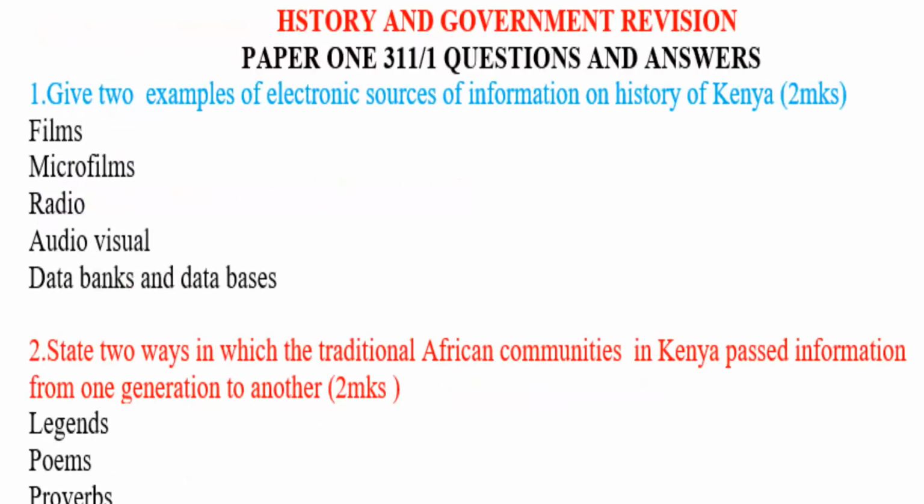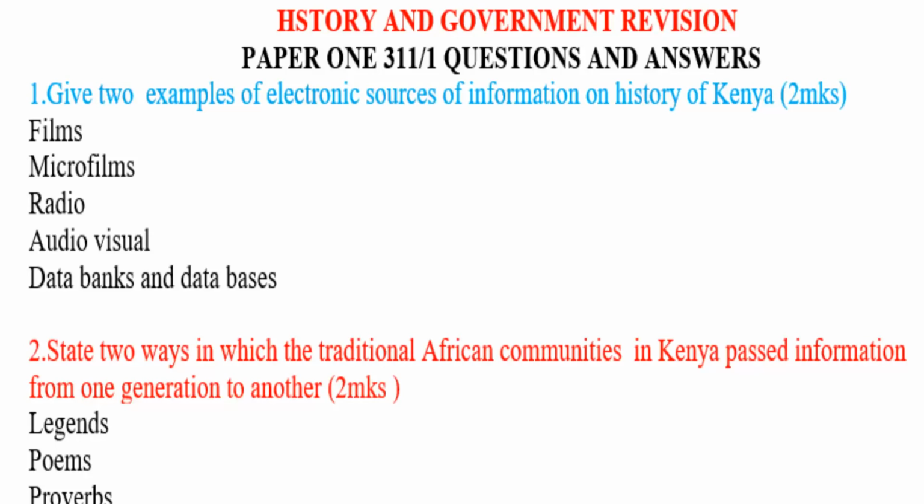Question number 1, give 2 examples of electronic sources of information on history of Kenya. We have number 1, films, number 2, microfilms, number 3, radio, number 4, audio visual, and number 5, data banks and databases.